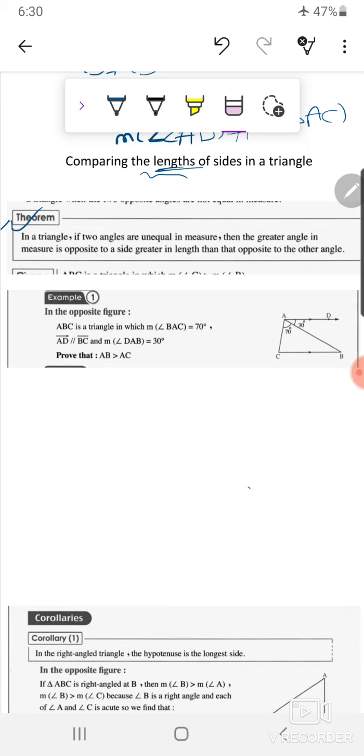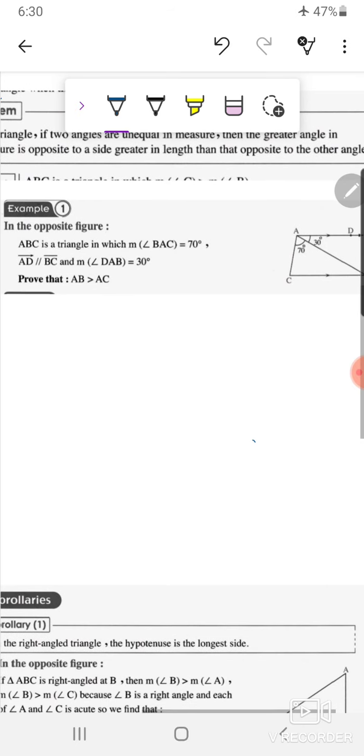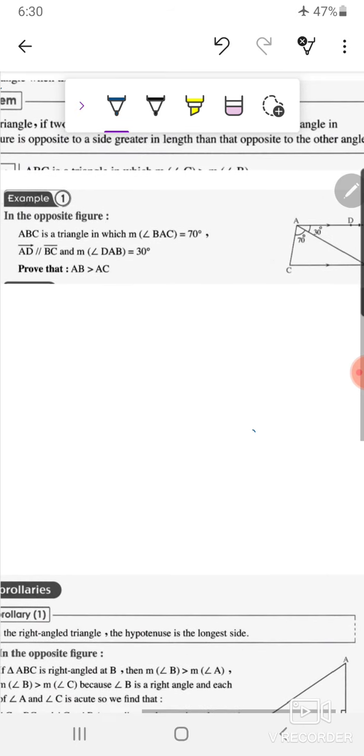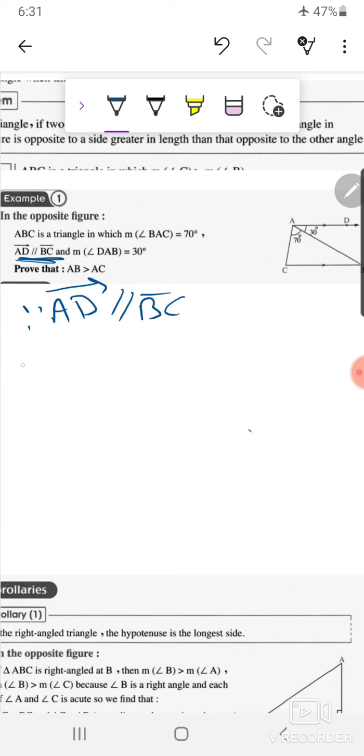Now let's take an example. In the opposite figure, ABC is a triangle in which measure angle BAC equals 70 and AD is parallel to BC. Of course, if I have parallel lines, I have alternate, corresponding, or interior angles. Let's see. And measure angle DAB equals 30. First of all, since AD is parallel to BC, therefore, of course, here you have the letter Z.